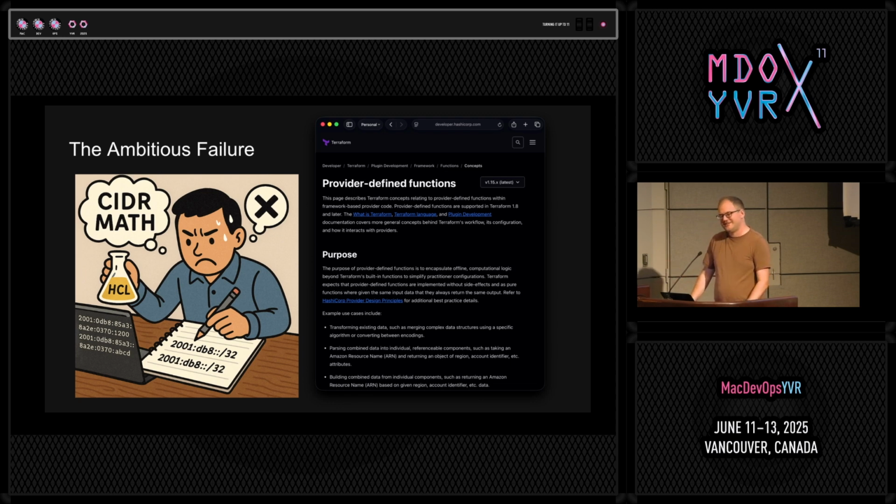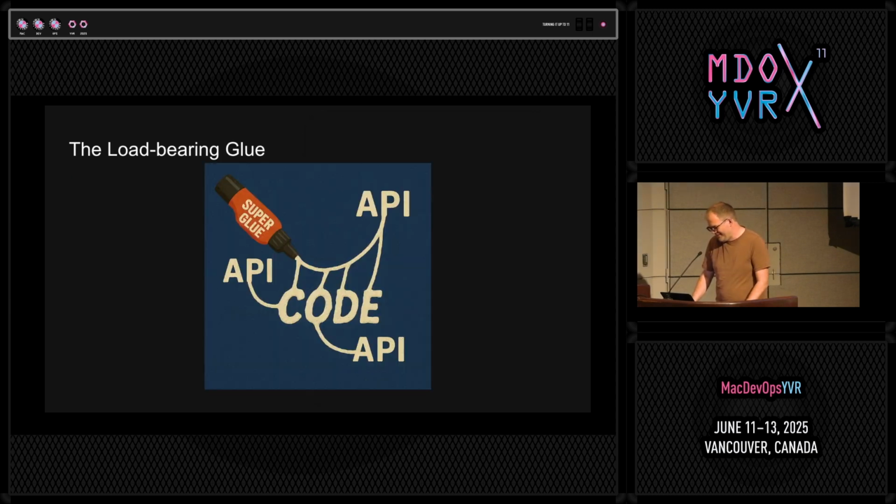So that's the ambitious failure. I guess the learning there is really IPv6 probably still doesn't matter. But let's go into the load-bearing glue. I think that probably everybody in this room owns some kind of glue code that sits between different APIs, synchronizing data, doing something important, but you probably don't touch it very often.